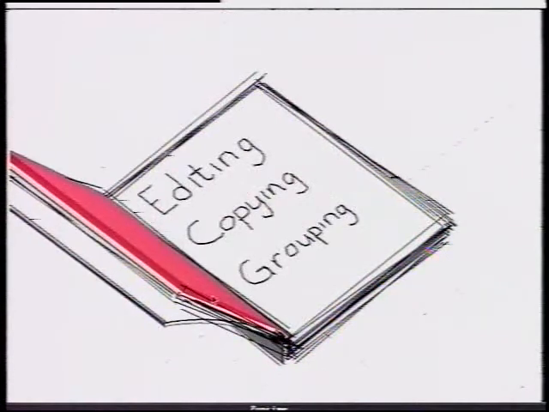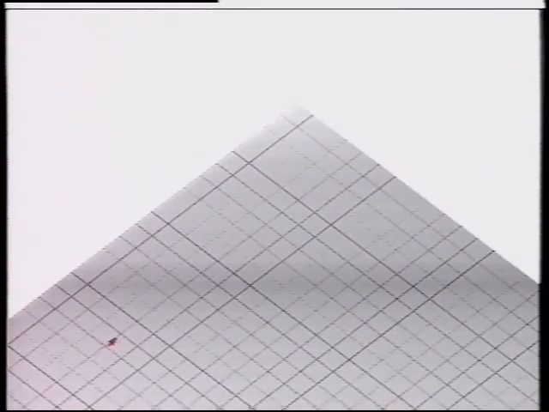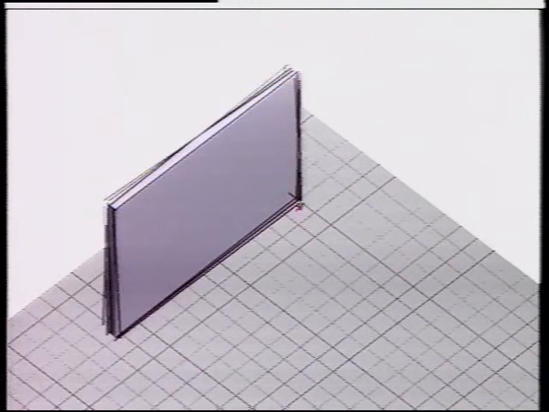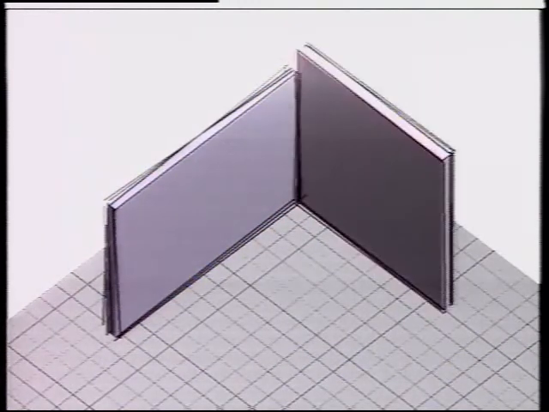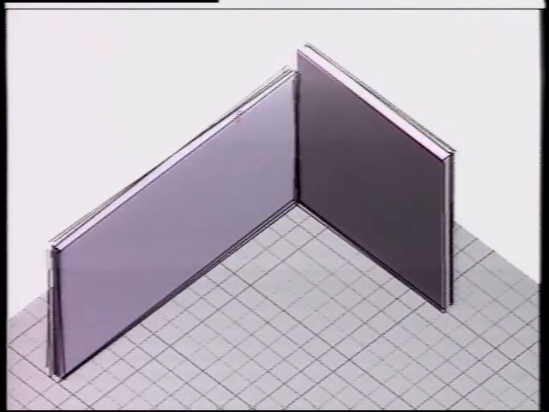Editing, copying, and grouping mechanisms provide one of the most significant advantages of computer-based sketching over pencil and paper. Here, a user quickly sketches a pair of walls. The user reacts to the sketch and decides to resize each wall by simply sketching back and forth over their edges.